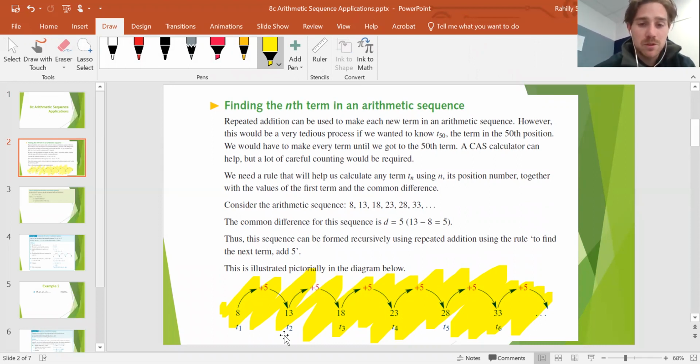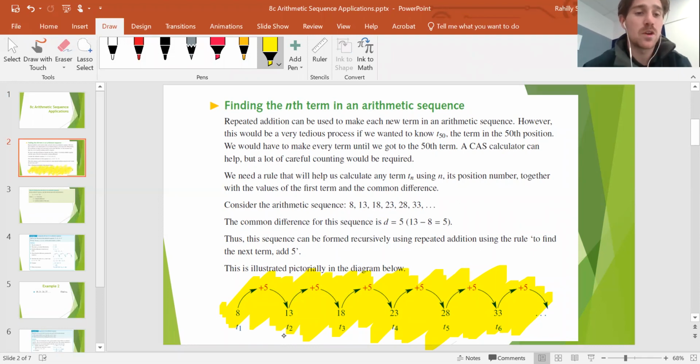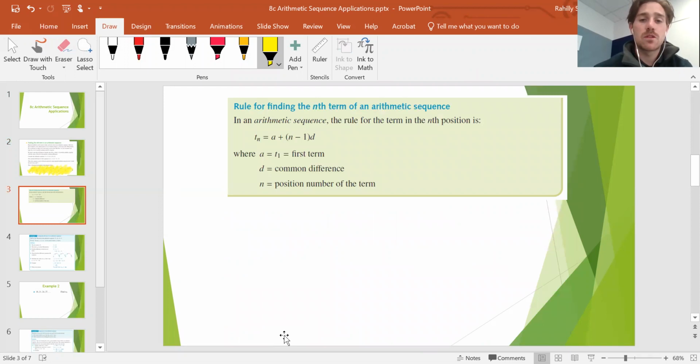Okay. So we're moving away from just adding 5, and actually substituting values into a rule that will help us work out whatever term we need to find, whether it be the 5th, whether it be the 60th or the 100th. Makes it a little bit easier for us to do it that way. Okay, so we're moving on to the rule, which is this here. The rule for finding the unknown term, which is what the n here basically means, the nth term of an arithmetic sequence, is this.